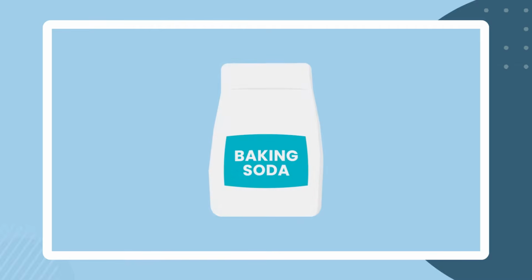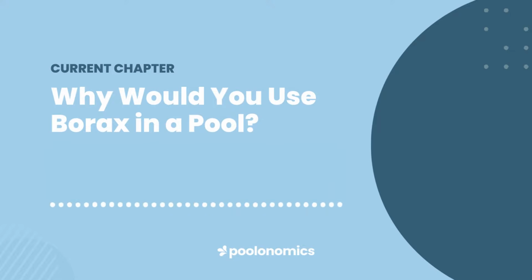Similarly, sodium bicarbonate, or baking soda, will raise your total alkalinity even more than your pH, which is why it's primarily used as an alkalinity increaser as opposed to a pH increaser. Overall, borax is more widely used because it allows you to have more precise control over your pH without having to worry about how it will influence other parameters.